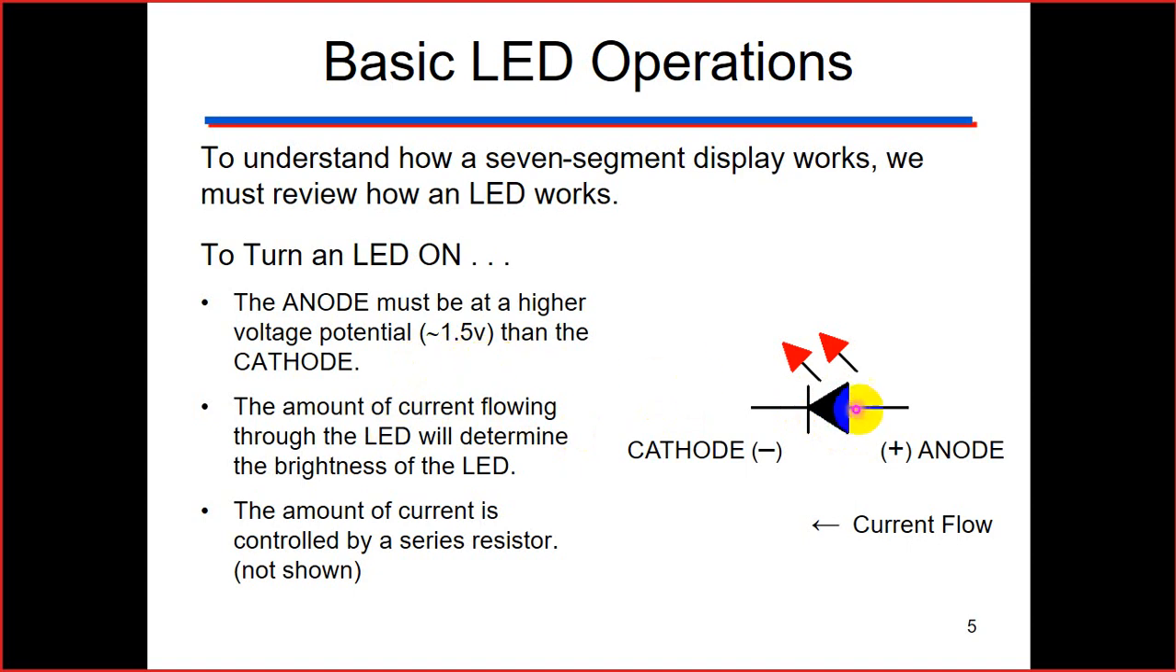Why 1.5 volt? Because that's the voltage drop over here. If you apply some voltage on the cathode, a voltage drop appears over here. So anode must be a higher voltage potential, close to 1.5 volt, than the cathode. The amount of current flowing through the LED will determine the brightness of the LED. How much current is flowing, that will determine how bright the LED is. The amount of current is controlled by a series resistor, that's not shown over here. So current flow determines how bright the LED is, and we control it by a series resistor.